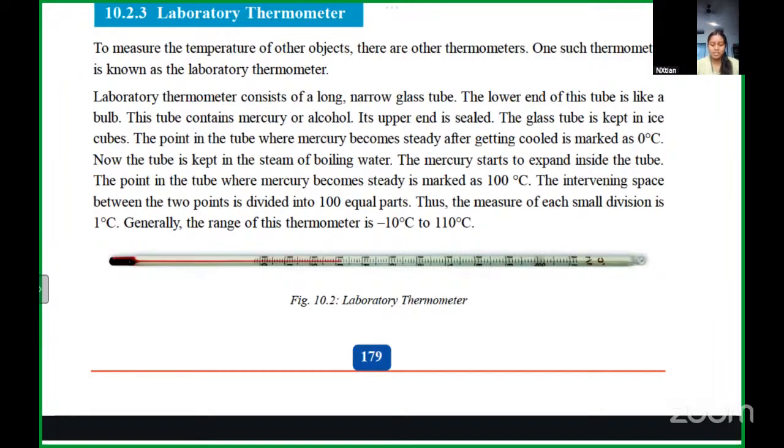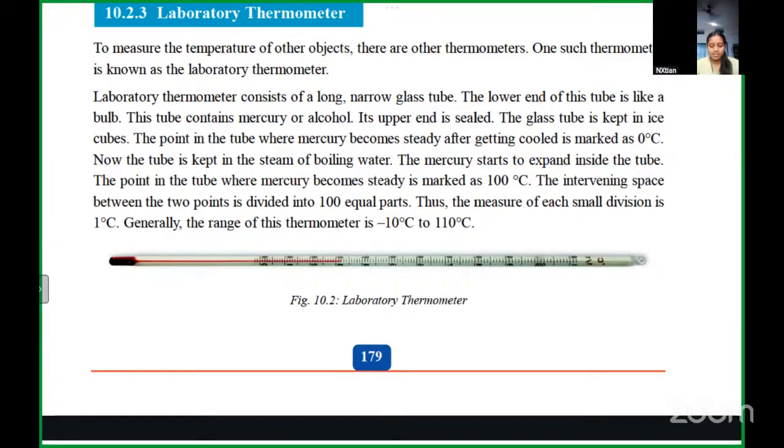The glass tube is kept in ice cubes. The point in the tube where mercury becomes steady after getting cooled is marked as zero. When mercury comes to a position where it is ready to mark the temperature of chemicals, that point is known as 0 degrees Celsius.